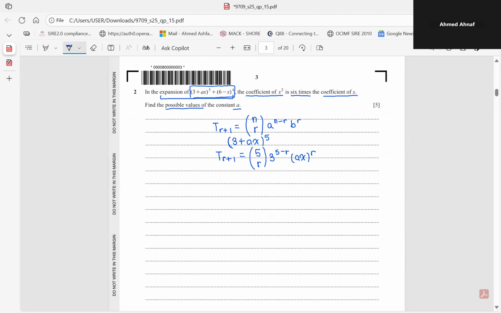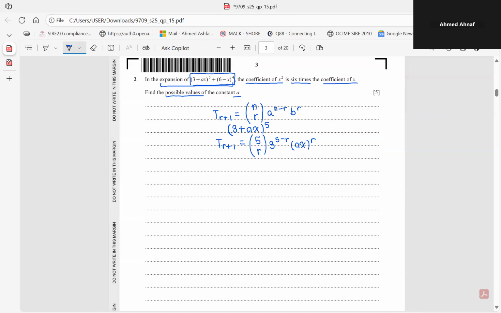Okay. Now we're going to simplify this and keep the r separate. So we're going to split the powers in here using our law of indices. So this would just be 3 to the power of 5 minus r times a to the power of r times x to the power of r. Okay, so this is our general term. Now we can find the value of r for the term in x and x squared.